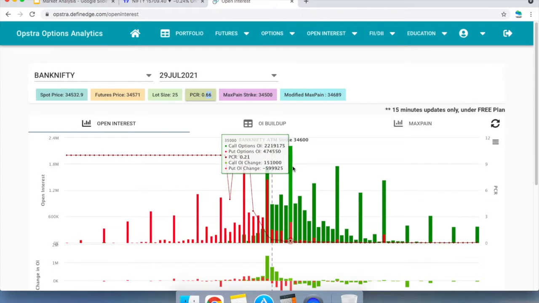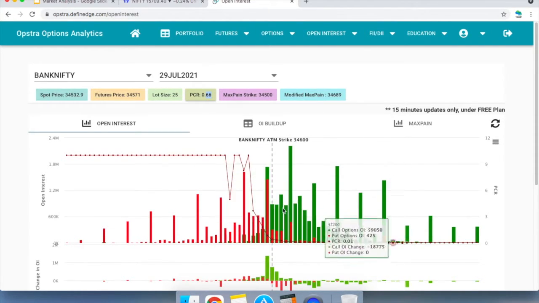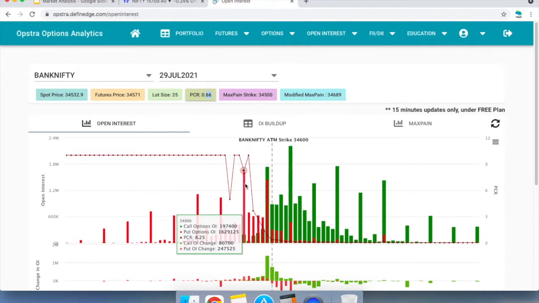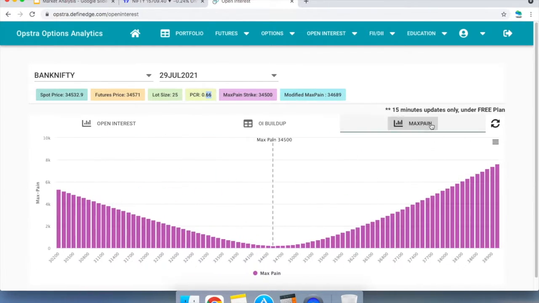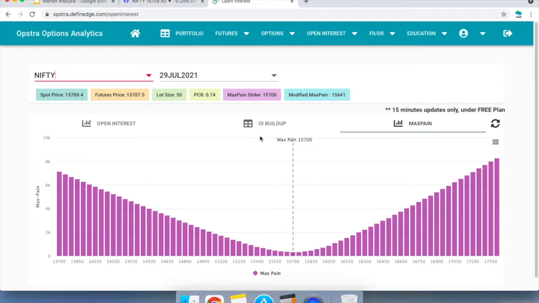For the next expiry, that is tomorrow, in Bank Nifty the highest call writing continues to be at 35,000, and we are at 34,500, so the second highest call writing is there. The highest put writing, the support, is seen at 34,000 and 34,500 after that. So the max pain area is 34,500, and for Nifty, this keeps on moving, but indicates 15,700. As of now, the rest we will see in the market tomorrow.